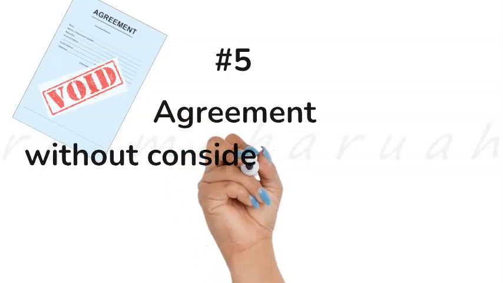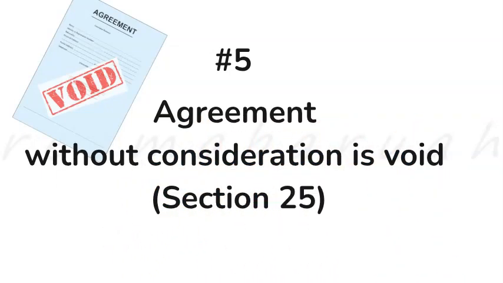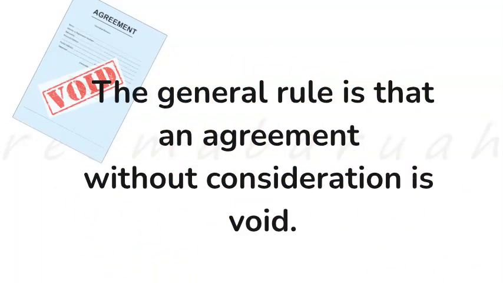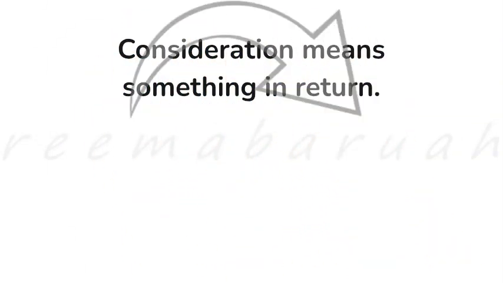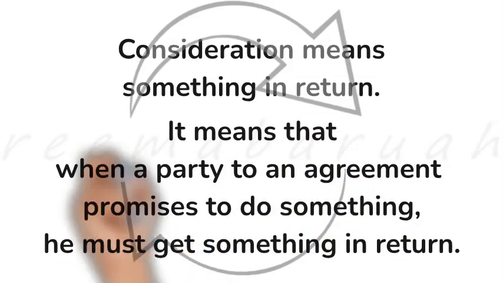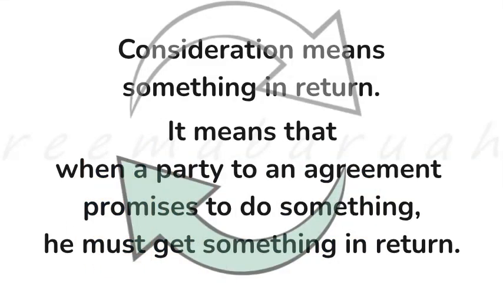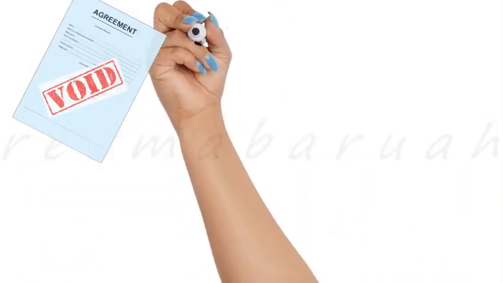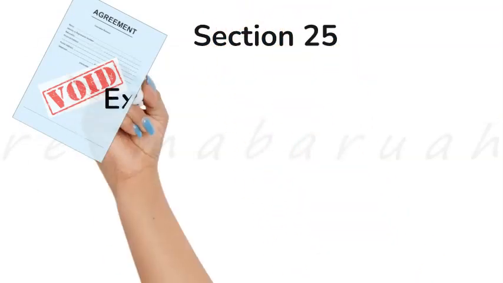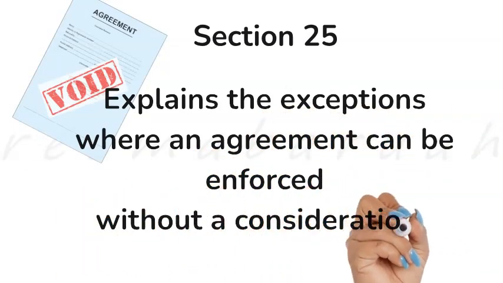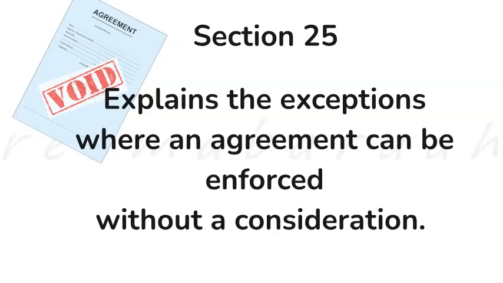Agreement without consideration is void. Section 25. The general rule is that an agreement without consideration is void. Consideration means something in return. It means that when a party to an agreement promises to do something, he must get something in return. This something which a party gets in return is the consideration. But Section 25 of the Indian Contract Act also explains the exceptions where an agreement can be enforced without a consideration. These exceptions will be discussed in my next video, so please stay tuned.